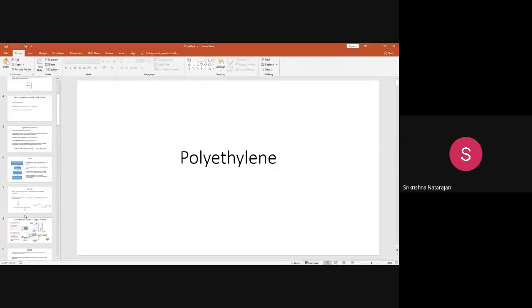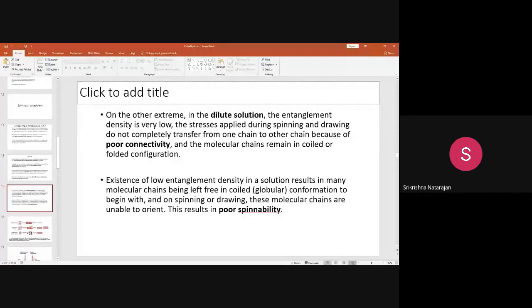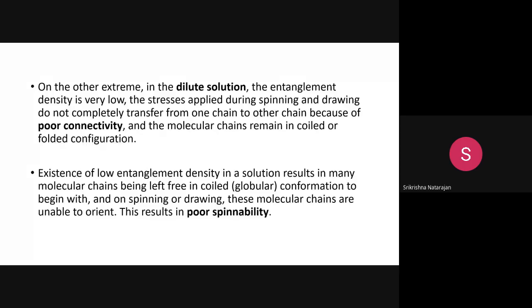So I was discussing the entanglement density. I told you that melt spinning for this fiber is not possible, for various reasons I have told you. But in that case, if we go for solution spinning, what do we do? We take a polymer and need a solvent to dissolve it. We will not take 100% polymer. We will take some 30% or 25% polymer and dissolve it. Once it is dissolved, we will extrude it to make a filament. That is how we do solution spinning.